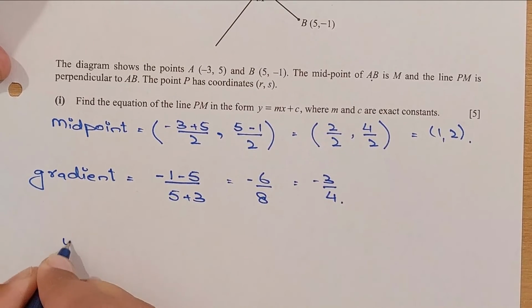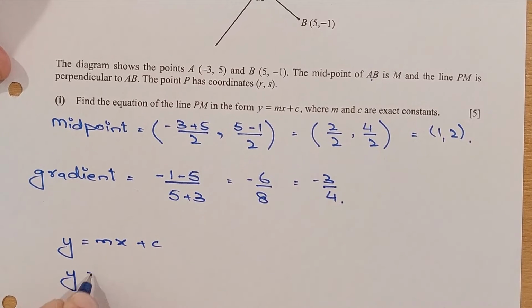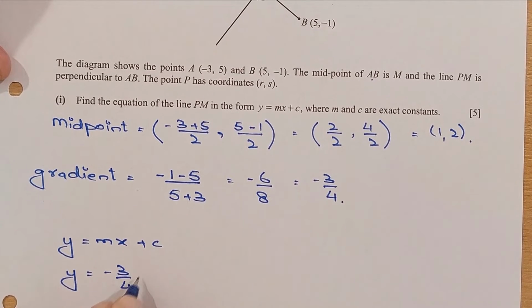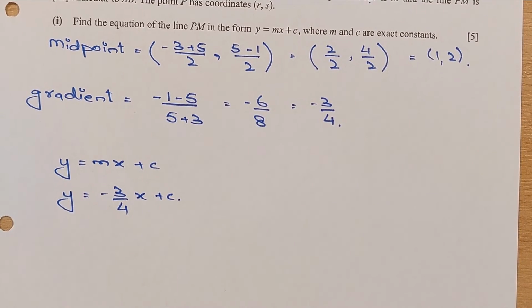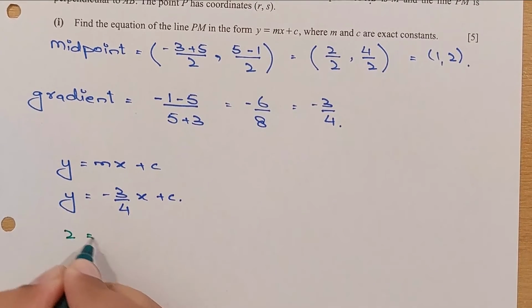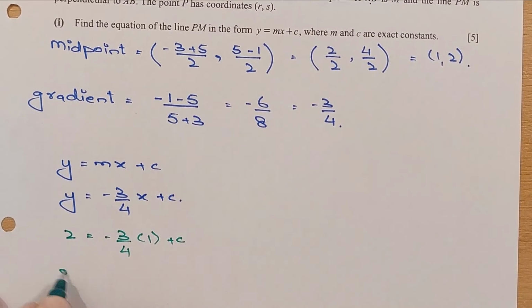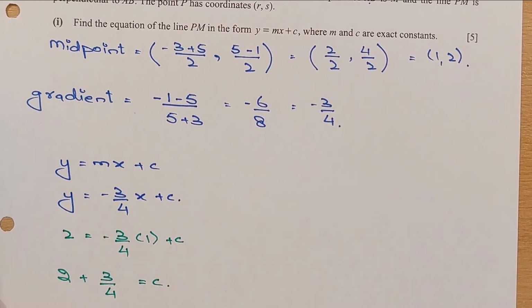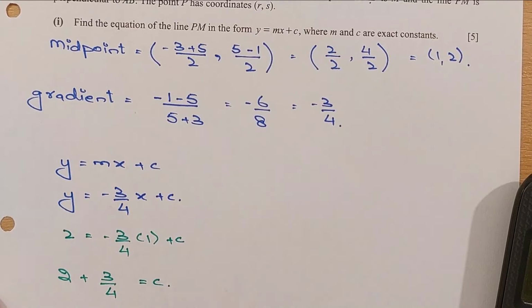Now let me find the equation. y equals mx plus c. So y equals minus 3 by 4 x plus c, and to solve for c we have to use the midpoint, 1 and 2. So 2 equals minus 3 by 4 times 1 plus c. So 2 plus 3 by 4 is the c value. Okay, so 2 plus 3 divided by 4, 11 by 4 is the c.